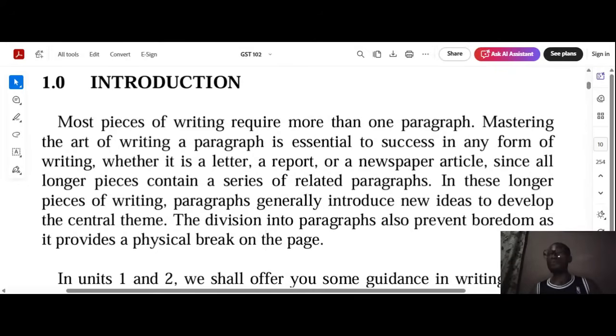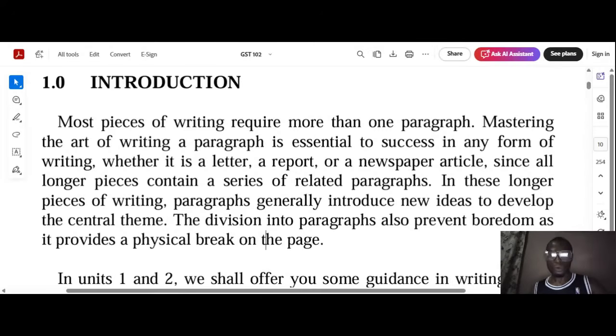No paragraph. You will get bored. You will get lost when you are reading that kind of writing or essay. That is why paragraphs are important, because they help you to overcome boredom. You already know once you finish reading this part, you can move to another part.